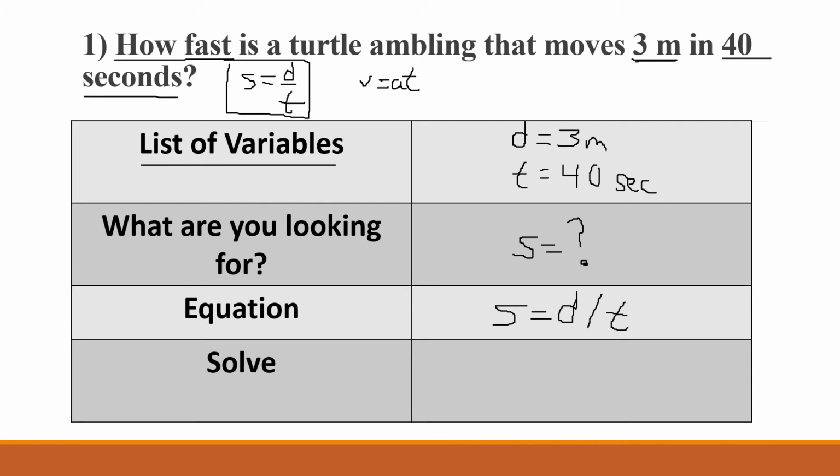So then what we have to do is plug it in. We have to solve. The distance was 3 and the time was 40. So in our calculators, we are going to type 3 divided by 40, and we're going to get 0.75. And the unit for speed is meters per second. This is the final answer. If you want to get full credit, I need to see all of this written in your box.